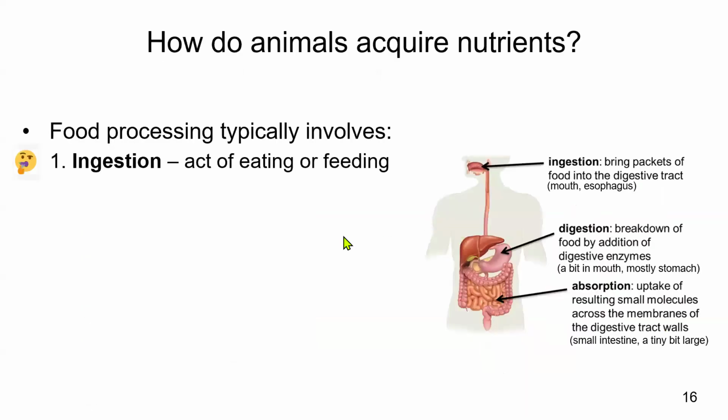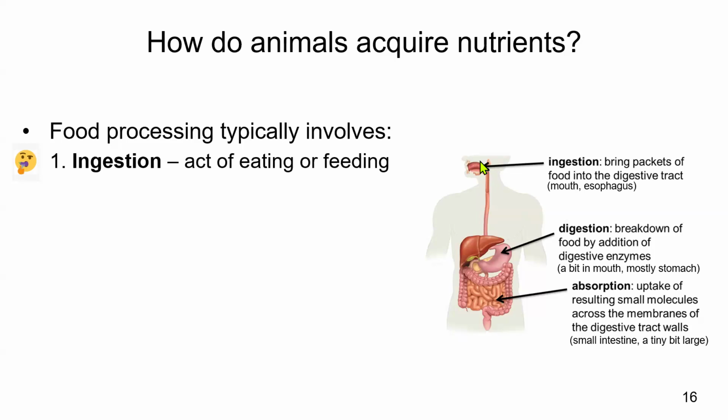So just to look at this another way, in how animals acquire nutrients, whether you're a worm, a dog, a human, basically there's a couple major steps. The first one being ingestion, which is the act of eating or feeding or bringing something in. So ingestion is bringing in packets of food.